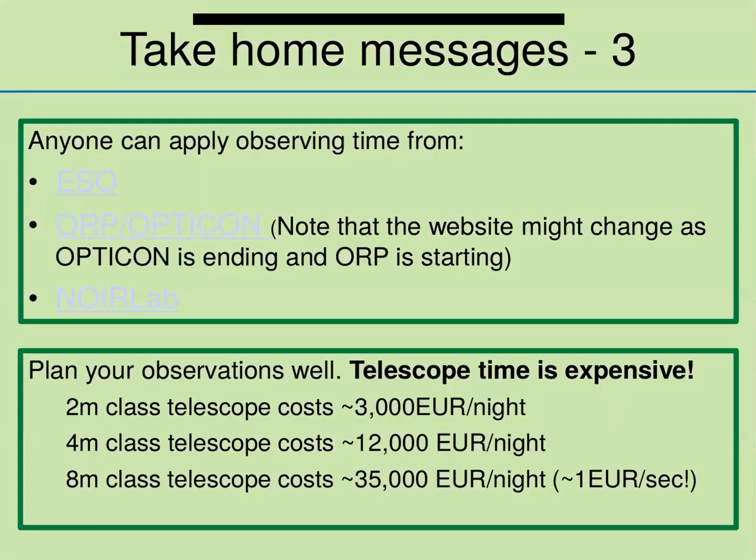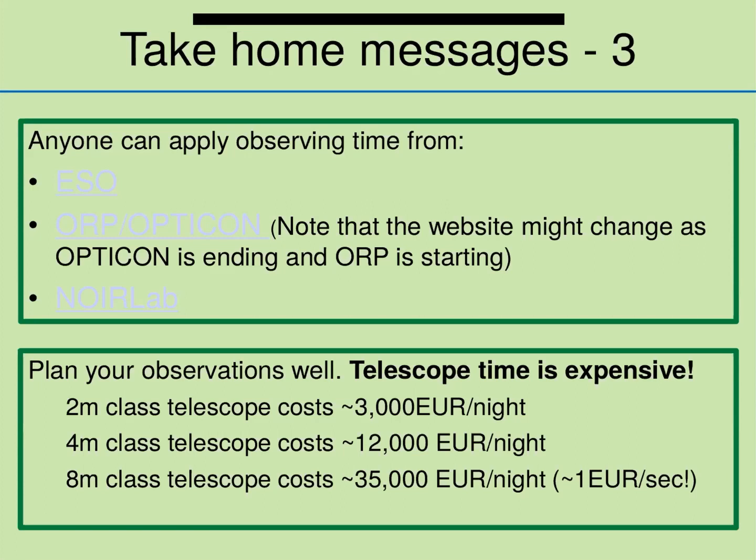So the last take-home messages are: anyone can apply for observing time from certain places. And also, what I didn't really say, plan your observations very well, because telescope time is expensive. A 2-meter class telescope costs about 3,000 euros per night. If you go to the 8-meter class telescopes, like where I work, it's 35,000 euros per night, basically €1 per second. And you don't want to waste those seconds and photons.